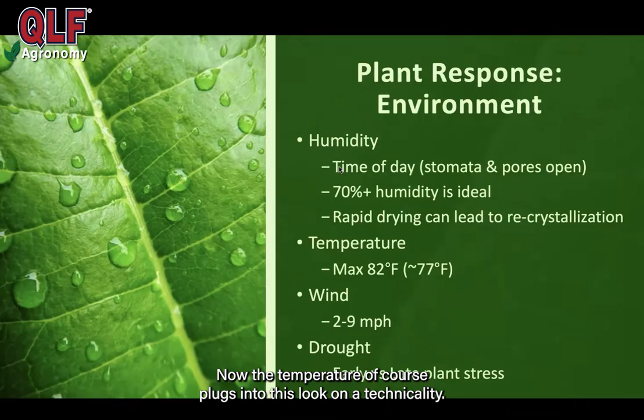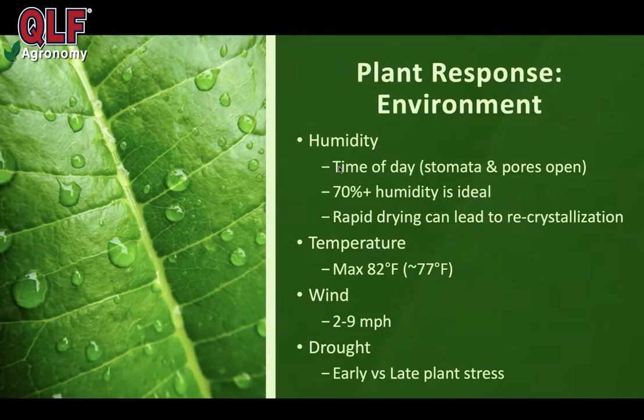Now the temperature, of course, plugs into this. On a technicality, research that's been done on this would say a max of 82 Fahrenheit, which would be, for anyone else watching, 28 Celsius or so. I think that's a real top end. I think it works a bit better on the cooler side, so maybe a max of around 77, or 25 Celsius, is preferable.